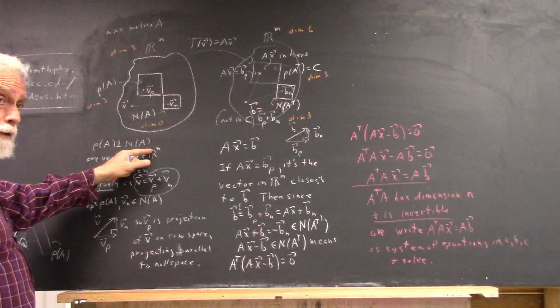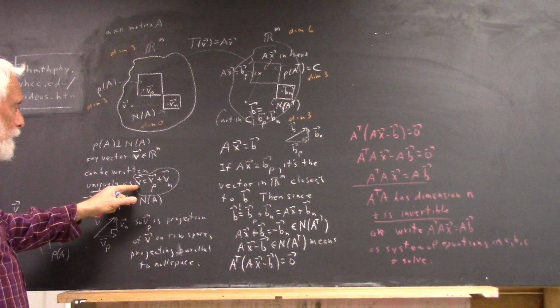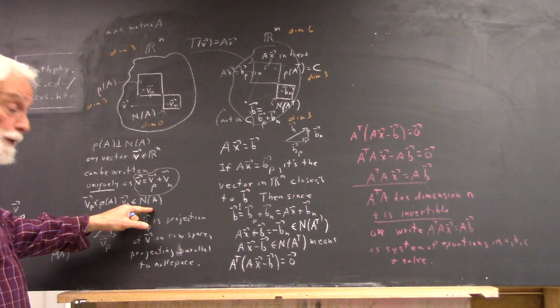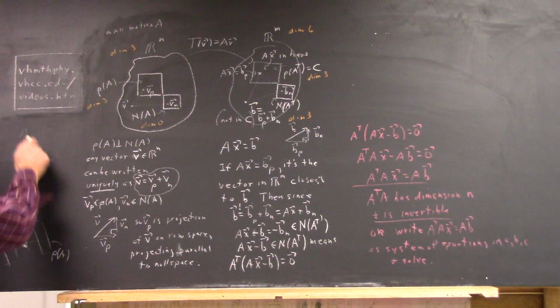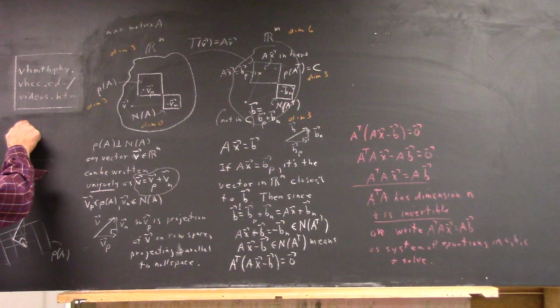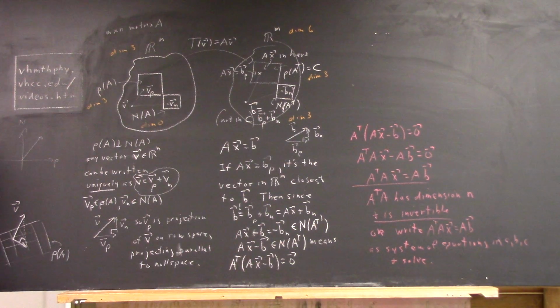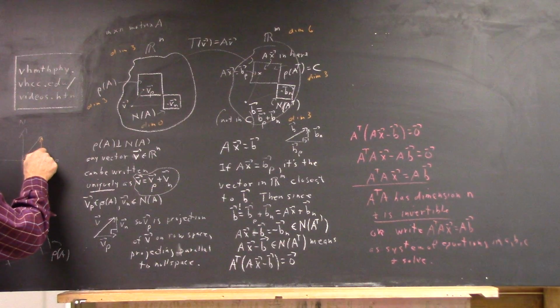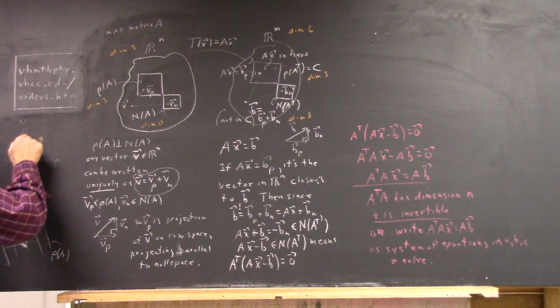Not only are these orthogonal, but any vector in R^n can be written uniquely as v equals v_row plus v_n, where v_row is a member of the row space and v_n is a member of the null space. If the row space was represented by this axis and the null space by this axis, and these spaces were in R^2, any vector in R^2 would be a sum of unique vectors, one in the row space and one in the null space.